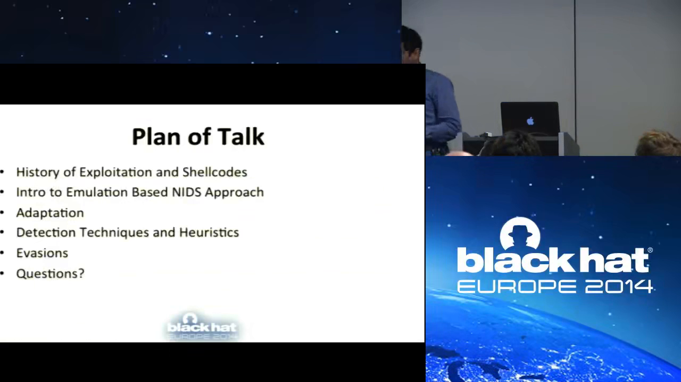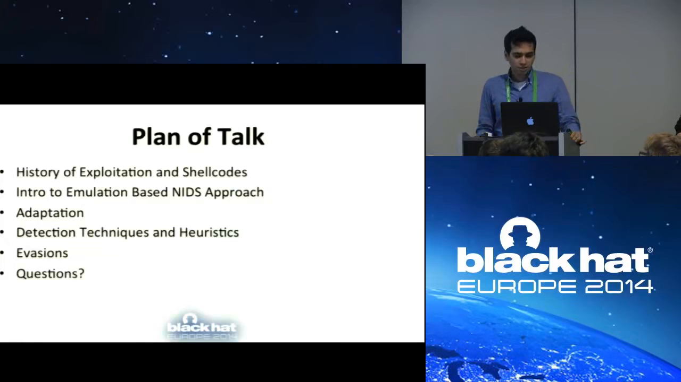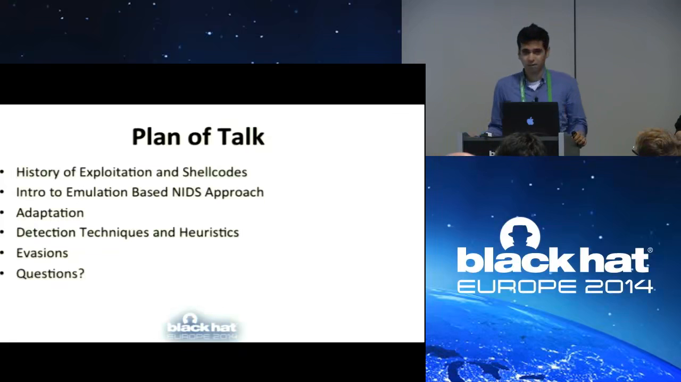Okay, so let's start. We start first with the history of exploitation and shellcodes, very fast, and then we will give you a very brief introduction to the emulation-based network intrusion detection approach and the adaptation of it. Then we will talk about how they detect the shellcodes in the network streams and their heuristics. After that, we will talk about the evasions we designed, and we will have a demo. And after, we'll have question and answer.